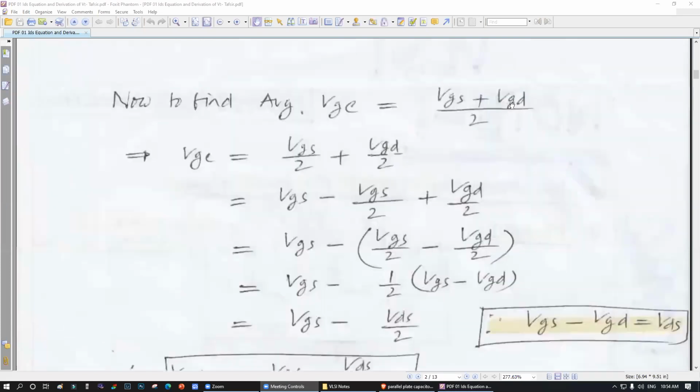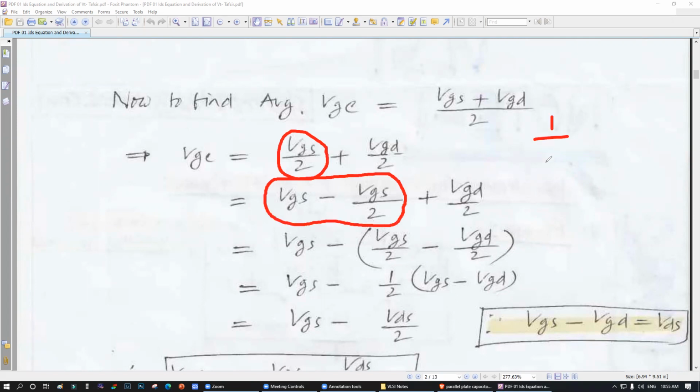So what is your VGC? Split this 2: VGS by 2 plus VGD by 2. Now do one thing. Write VGS by 2 as VGS minus VGS by 2, since half is equal to 1 minus half, right? Can we write VGS by 2 equals VGS minus VGS by 2? Yes, sir. Okay.